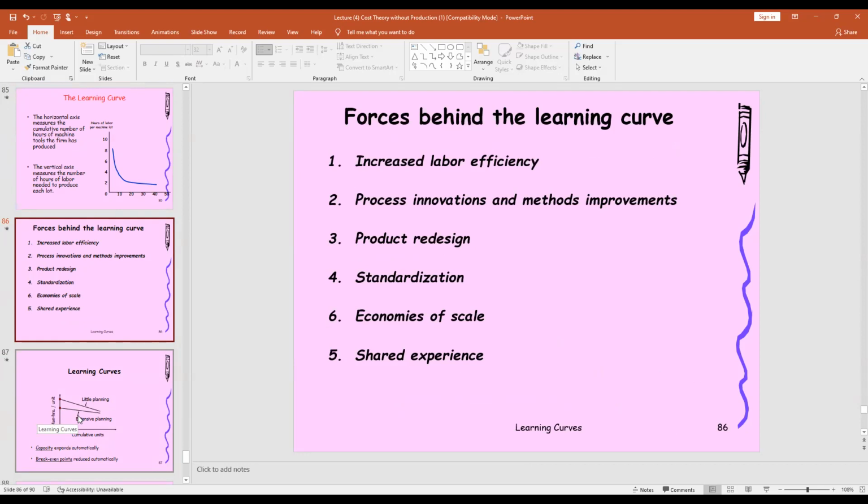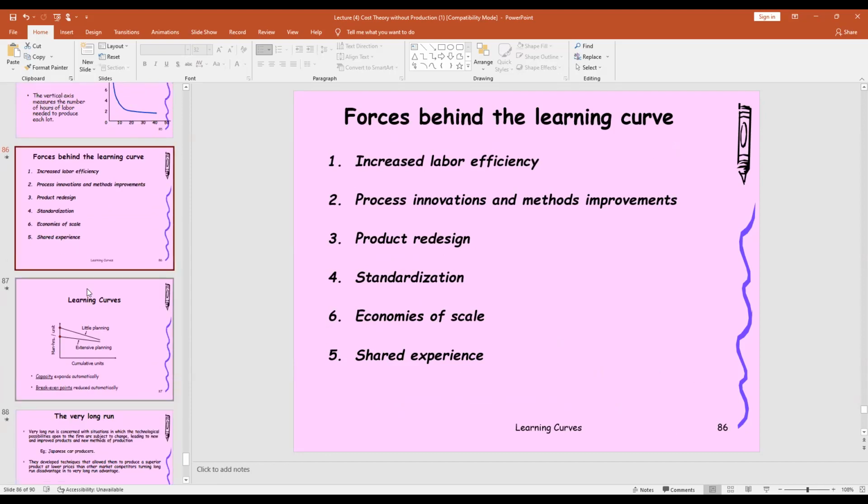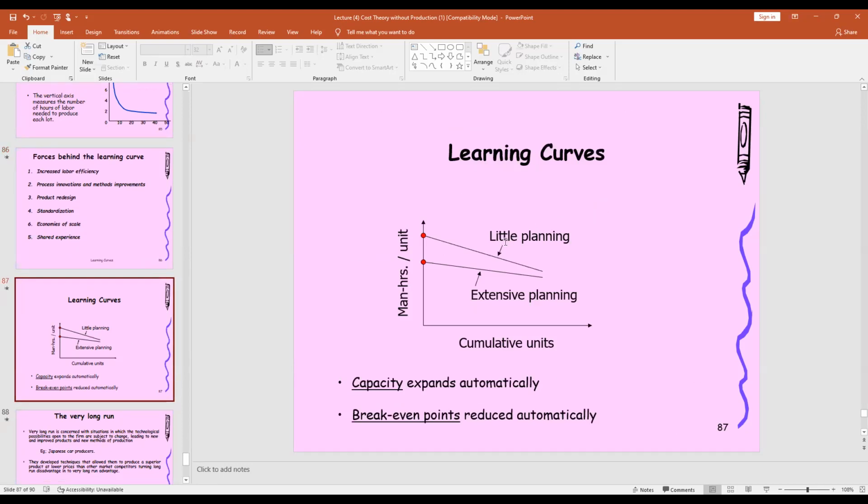Product design can be supported. Standardization and product quality can be improved. Economies of scale can be increased. And shared experience, which is connected with the economies of scope, can be improved. This is another example: little planning, extensive planning. So the learning curve can create extensive planning, and you can reduce your cost of production.